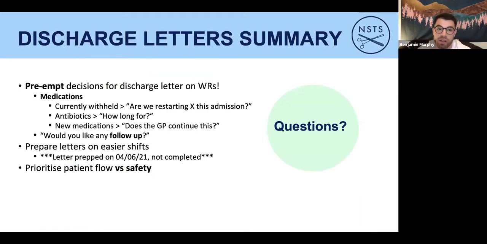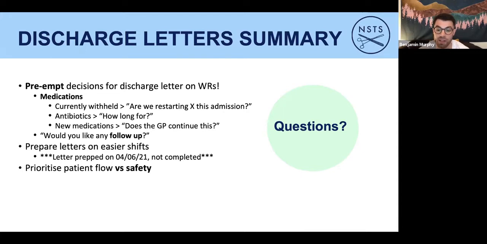So just a bit of a summary on the discharge letters section. That's the first bit done. You can make your life and all your colleagues' lives so much easier if you're ready and preempt all of these decisions on ward rounds. So if you're seeing a patient and one of their medicines has been withheld by the clerking doctor and it's day 5 of their admission and they've still not had any of their antihypertensives, are we restarting it, or do we want to stop it and let the GP try and restart it if they think it's appropriate?